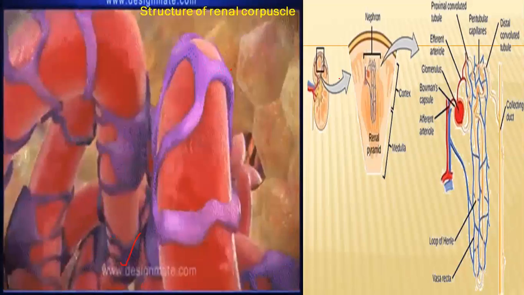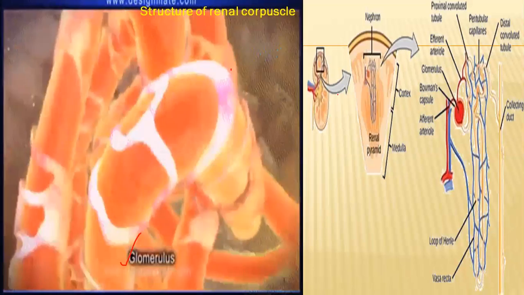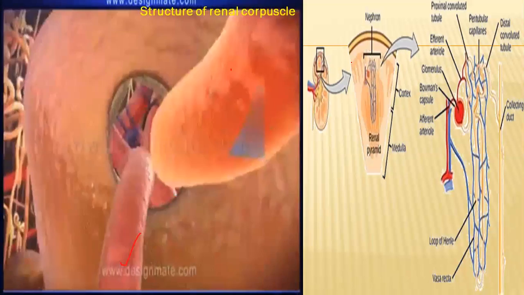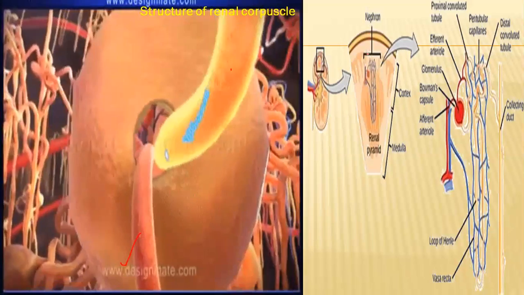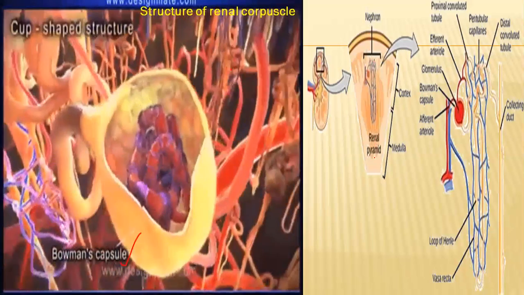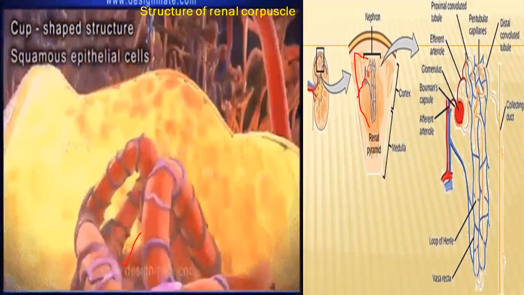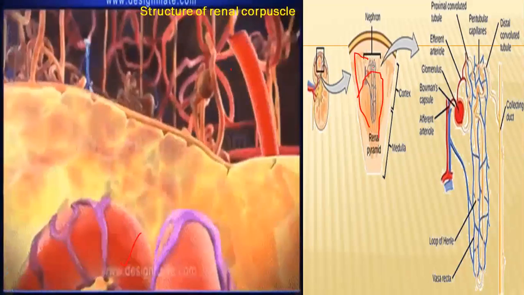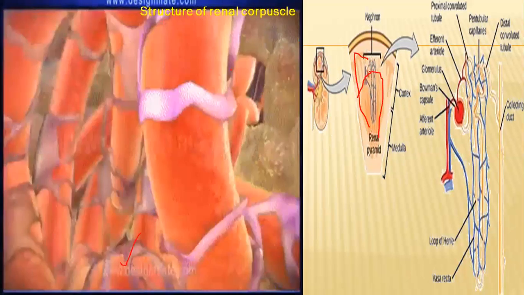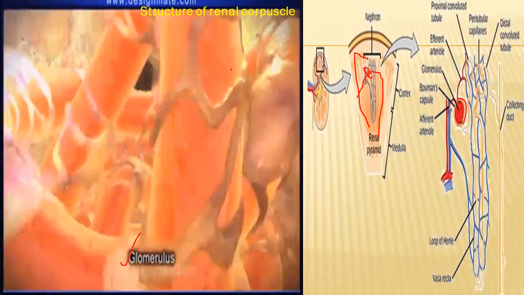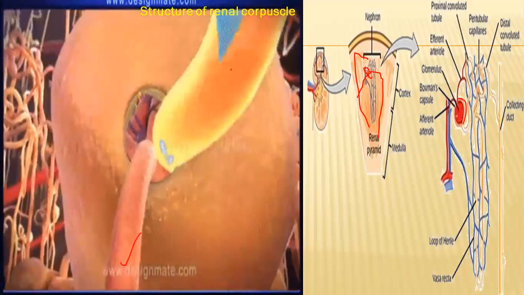Okay, you can see here the microscopic structure as well, a cross section of one pyramid. It starts from the cortex and then reaches into the medulla. This is a renal pyramid, which starts from the upper side. This one is the glomerulus. We can see an enlarged view of the glomerulus, with lots of blood capillaries inside.